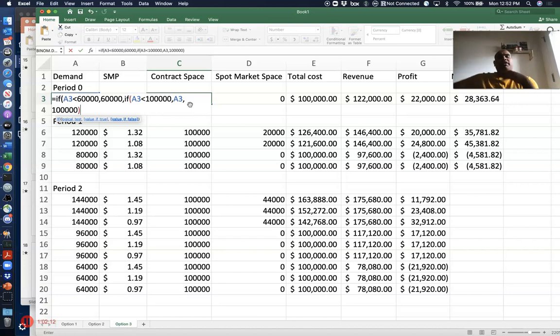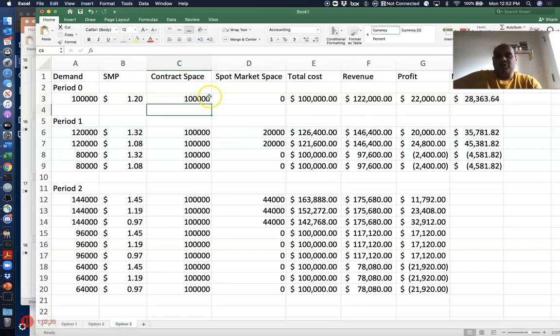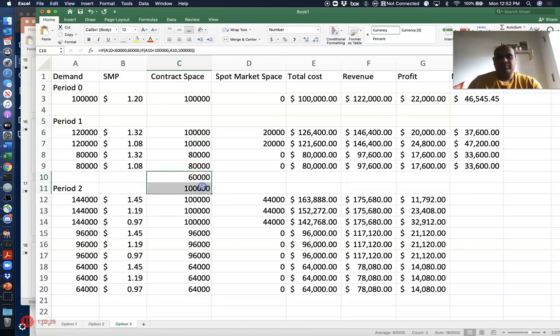Now this is a complicated formula. There are two if statements nestled within each other, but you don't have to do this. I like writing complex formulas, so I'm going to do that. So let me see if this worked out for me. Yeah, it did work out for me, but you don't have to do this.